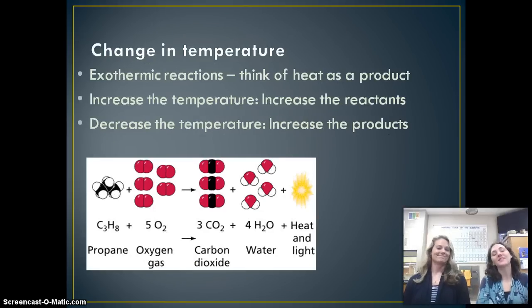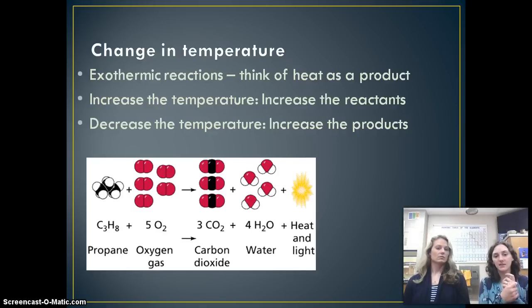Change in temperature. Now we've got exothermic and endothermic. So we'll talk about exothermic first. So exothermic, heat is exiting the system. So think of it as a product. That's why we have a little sun thing there for heat and light in our equation. If you increase the temperature, then you're going to basically be adding heat to the product side, and it's going to reverse the reaction. So you're going to increase the reactants.